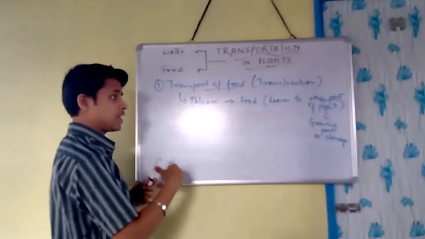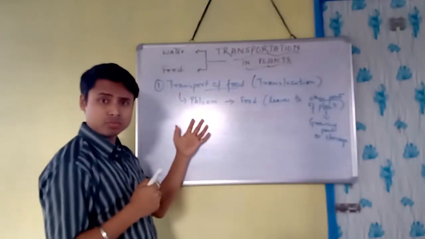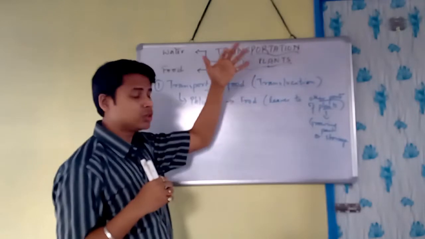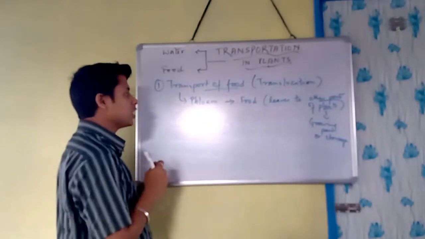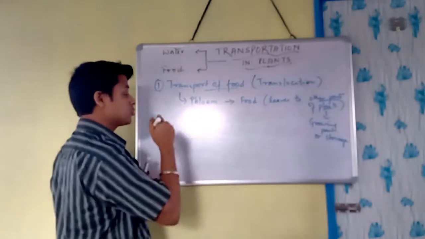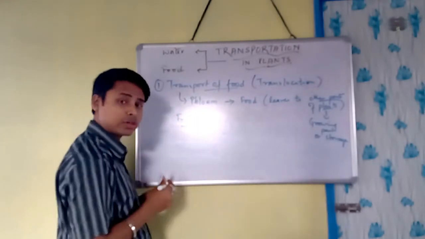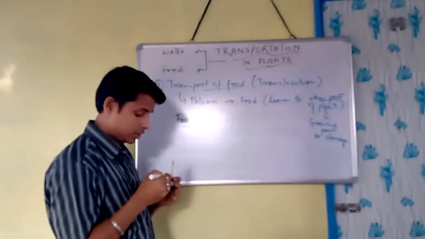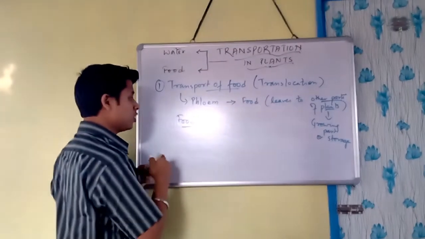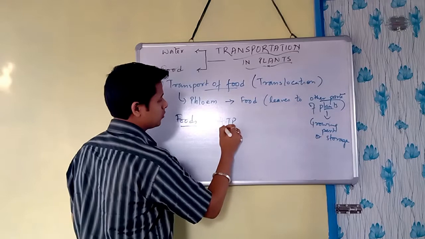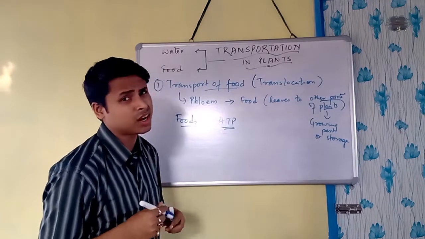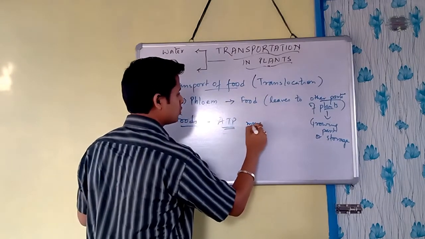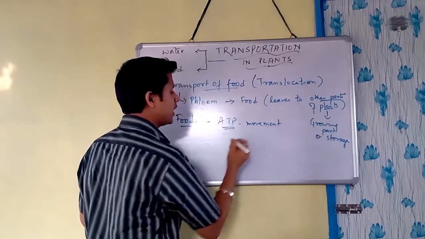Now how does this happen? Unlike xylem, it is not unidirectional, because it can go anywhere, since it has to take this food to different parts from the leaves. The food which has to be transported is either present there or has to reach there, right? Now for this, ATP is required. Simply with a diffusion process it can't move. So for movement, the ATP is required.